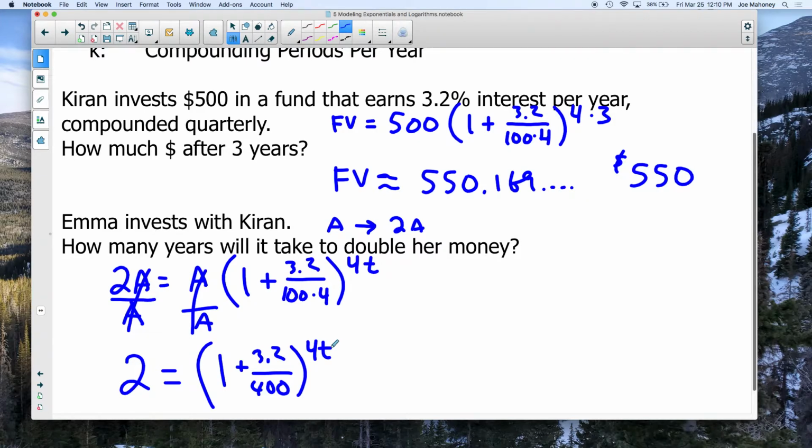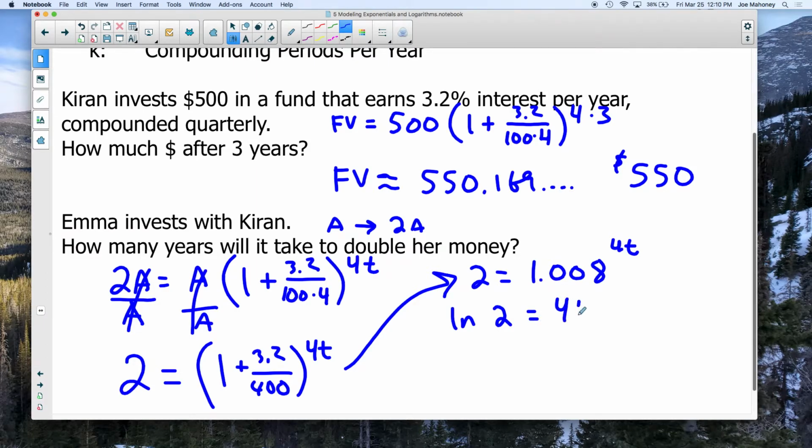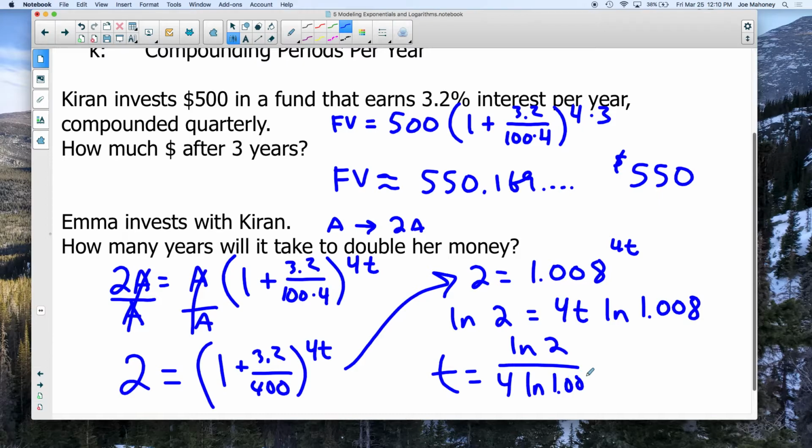Well, let's take some logs. I think this decimal in parentheses turned out to be 1.008. So the equation really becomes 2 equals 1.008 to the 4t. And we've solved equations like this a lot so far. So now we're going to take our natural log of both sides, ln of 2 equals 4t times the ln of 1.008. We do a little bit of division. So t equals the natural log of 2 divided by 4 times the natural log of 1.008.